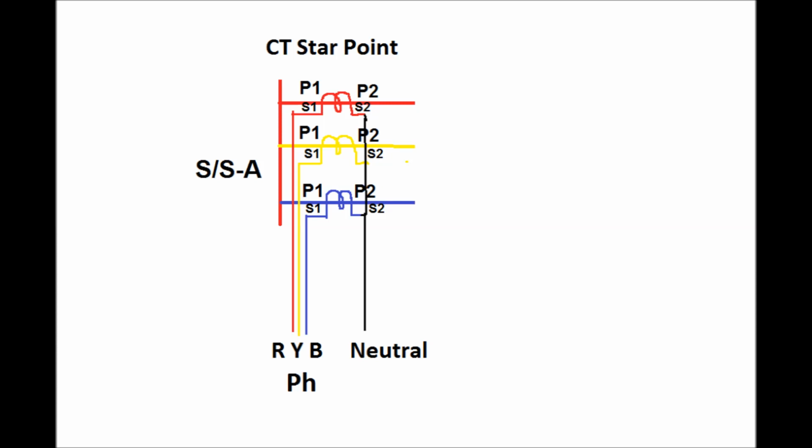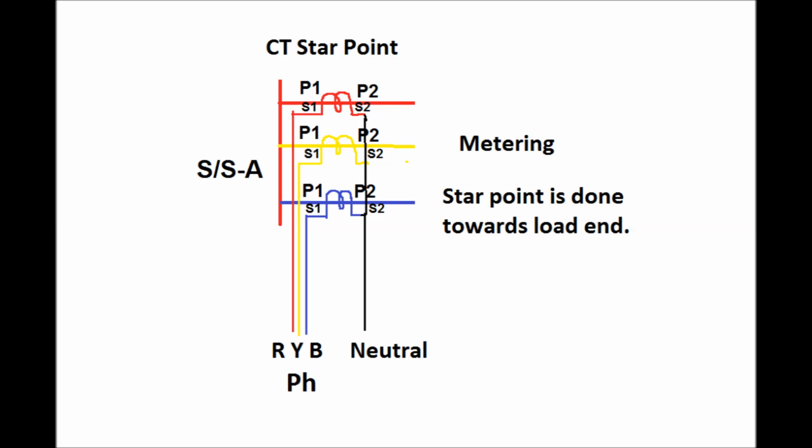And in the switchyard all the S2 terminals are connected and shorted together. That is, the red phase S2, yellow phase S2 and blue phase S2 are shorted together and connected with the neutral cable. So this is how the star formation is done. This formation of the star is different for different types of purpose used in substations.